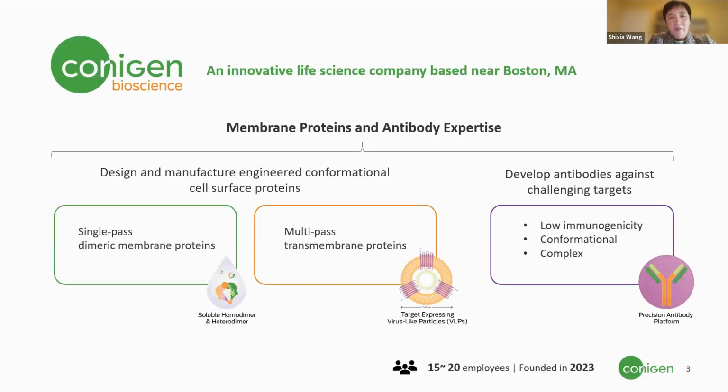Conigen is a young, innovative life science company based in Worcester, Massachusetts, very close to Boston. We have extensive expertise in membrane proteins and antibody development. For the membrane proteins, we are focusing on designing and producing engineered conformational surface proteins, including 2 different platforms.